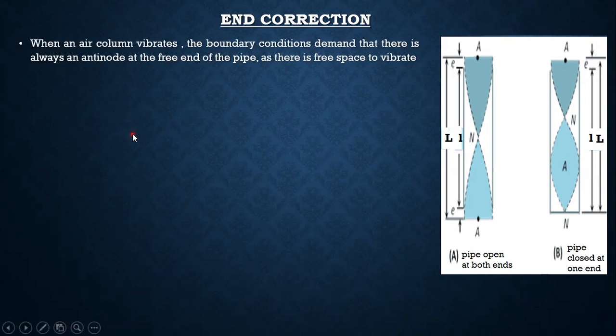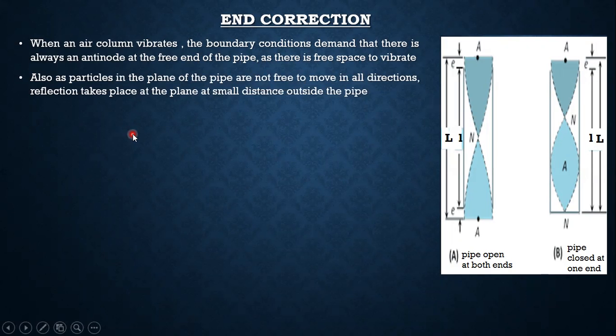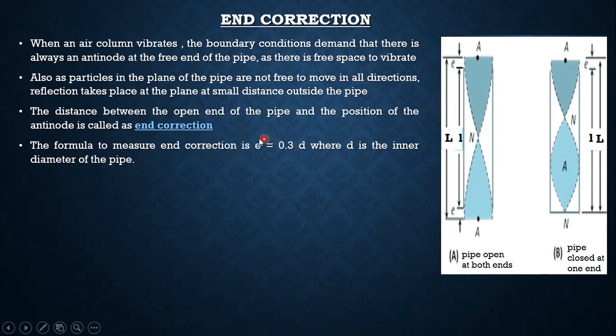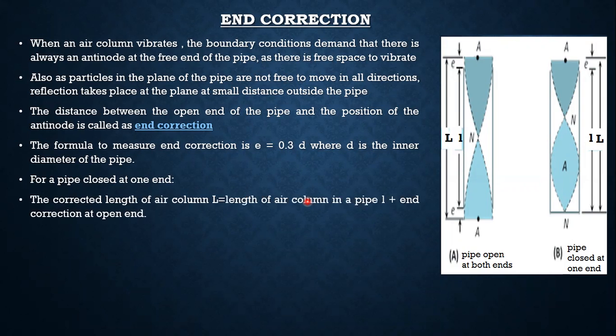I hope everyone understood what the end correction is. The distance between the open end of the pipe and the position of the antinode is called the end correction. The formula for the end correction is E equals 0.3 times the diameter of the tube. If the tube has a diameter small d, then 0.3 d is the end correction. For a pipe closed at one end, the end correction is E only, but for a pipe open at both ends, the end correction is 2E.